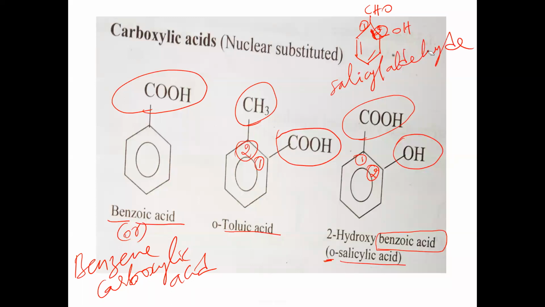So what does salicyl aldehyde mean? Benzene nucleus with a CHO group on it and an OH group on it. The first position is given to the carbon at which CHO is attached, and the second position to the carbon with the OH group. So 2-hydroxy benzaldehyde. 2-hydroxy benzaldehyde is also called salicyl aldehyde. Salicylic acid means this one, salicyl aldehyde means this one. Remember these two names.